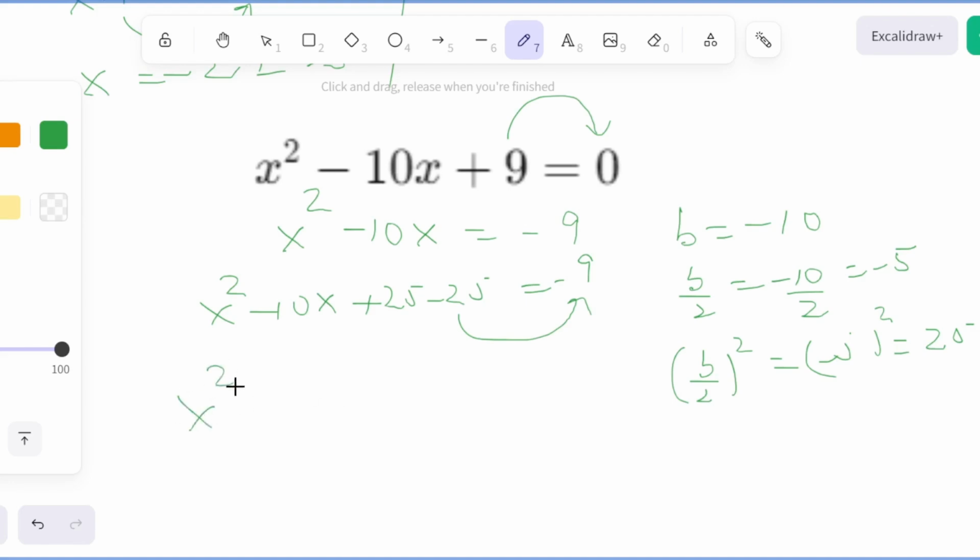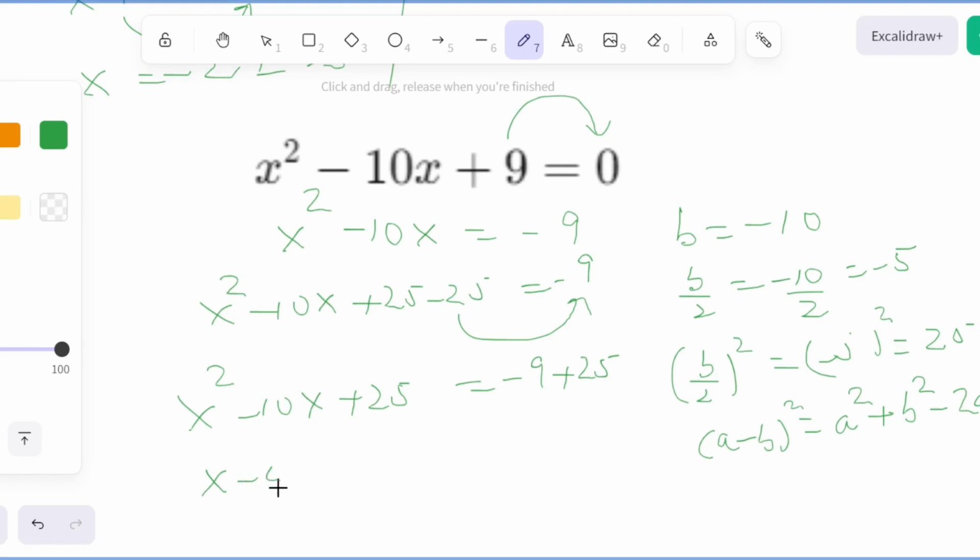Now this will become x square minus 10x plus 25 equal to minus 9 plus 25. All good so far? And here you can make it an identity. (a minus b) raised to power 2 is a raised to power 2, plus b raised to power 2, minus 2ab. So this is going to become (x minus 5) raised to power 2. Because if you open up the bracket, it becomes x square plus 25 minus 2 times x times 5, so that becomes minus 10x. And this will become plus 16.